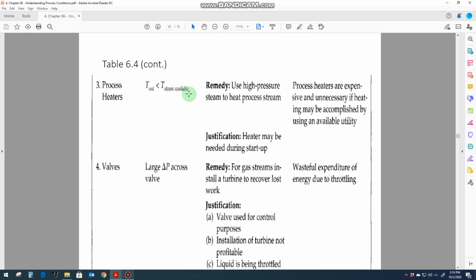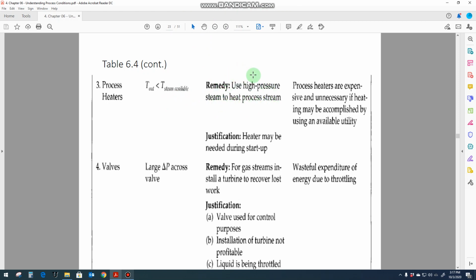Okay, so what we can do here: if the outlet temperature of some of the streams is less than the temperature of the steam, then what could be the solution? Use high pressure steam to heat the process stream.